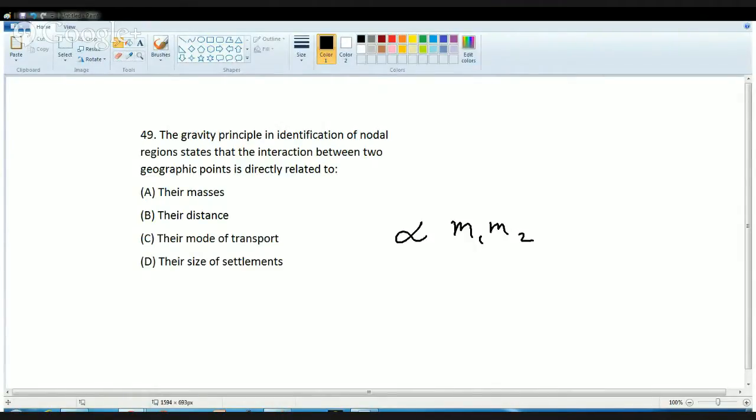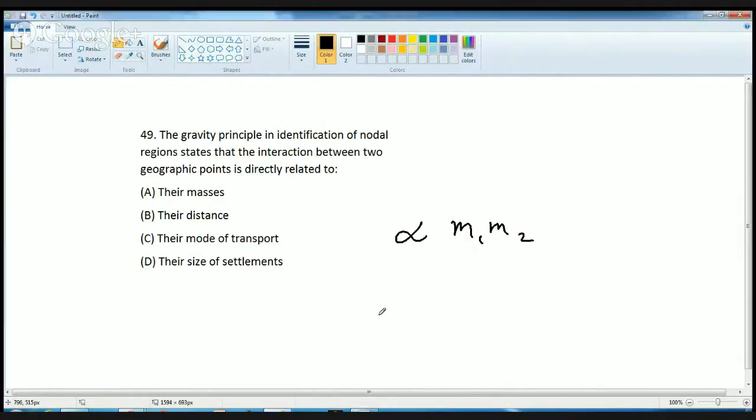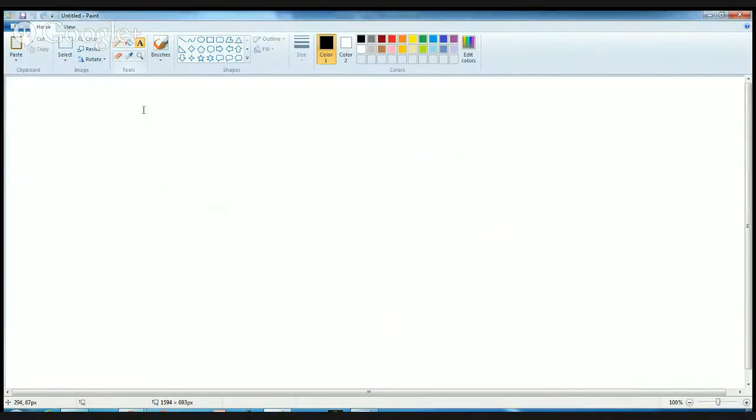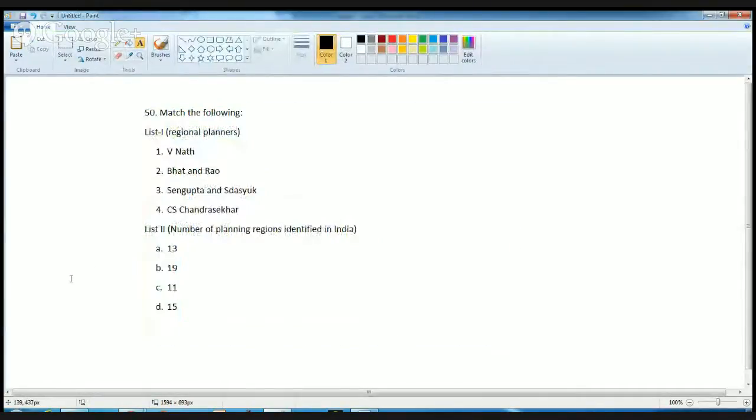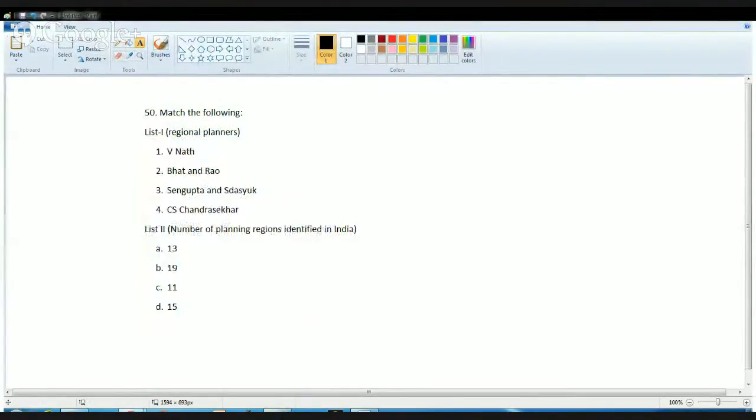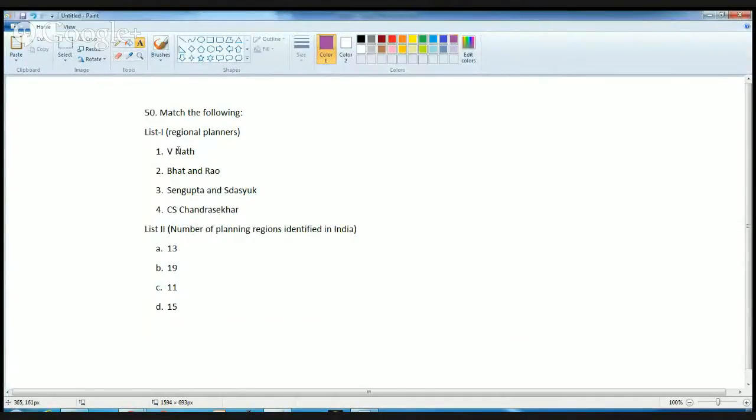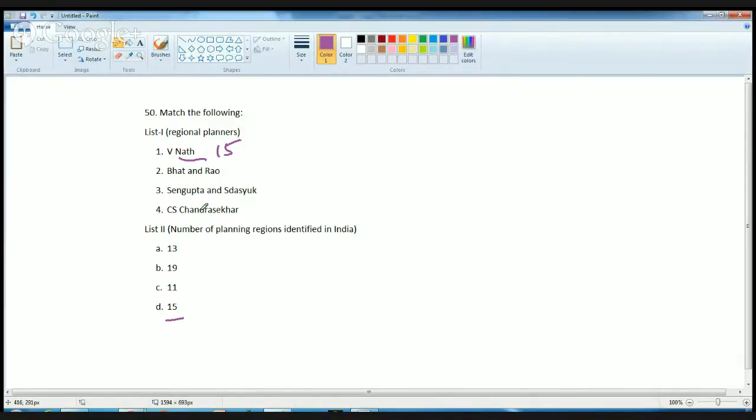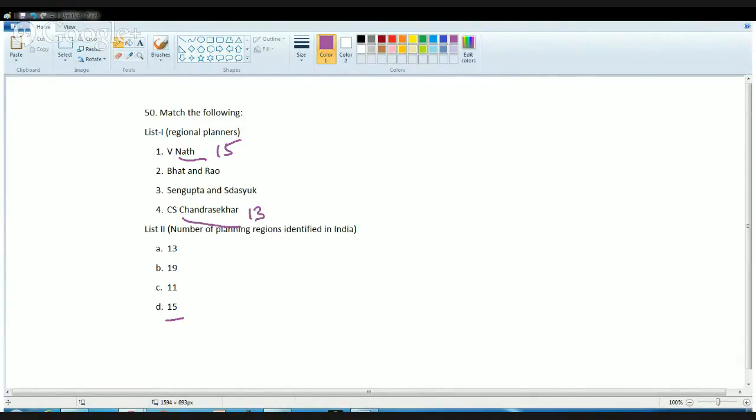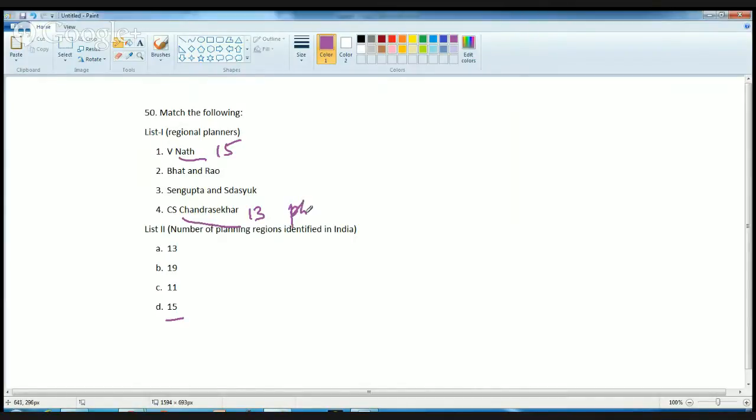Now the next question talks about the number of regions delineated by various regional geographers. Here is the list of geographers and the number of planning regions identified by them. We know that Nath gave 15 regions, based on the concept of homogeneity. His regions were mainly based on homogeneity in physical characteristics and cropping patterns. Then you have Chandrasekhar, who gave 13 regions. His 13 regions were based on physical and ecological criteria.